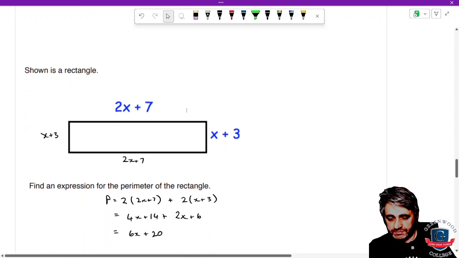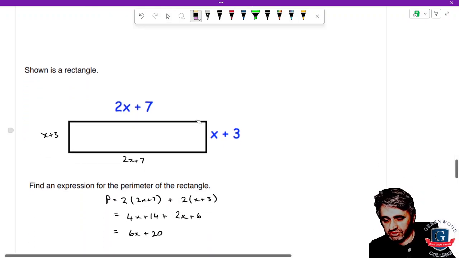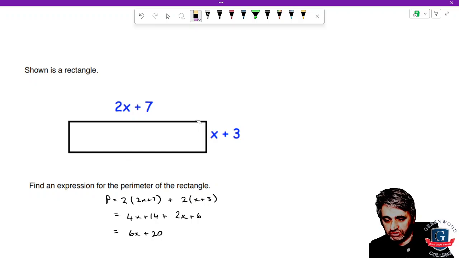Okay, first case done. Second case. Oops, I've done it again. Let's go rub all this out. Try and walk you through it as we do it.